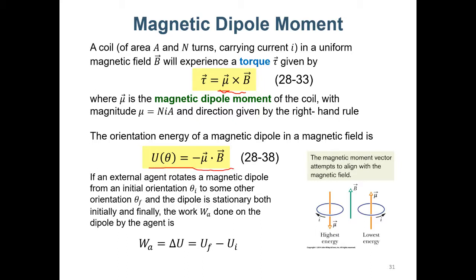Actually, the magnetic dipole moment is defined as mu equals NIA, which is the current going through the loop times the area and times the number of turns. So this is an important parameter in physics, although I'm not a physics guy.